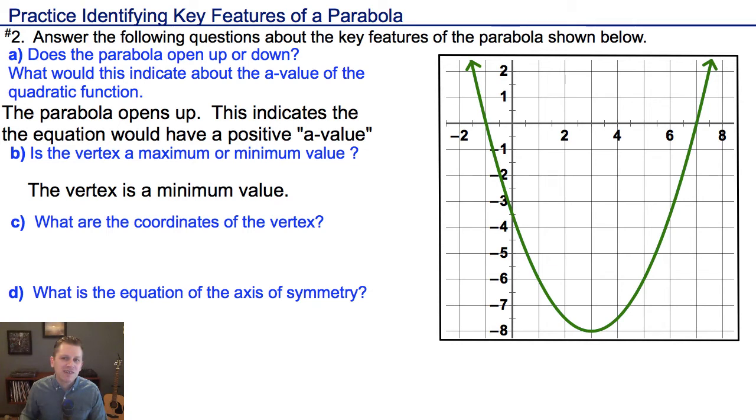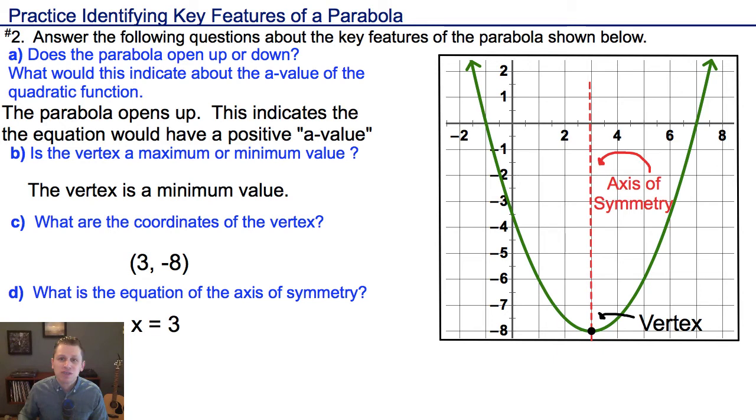What are the coordinates of the vertex? In this case, the vertex is that lowest value, and the coordinates of the vertex are (3, -8). What is the equation of the axis of symmetry? Recall, the axis of symmetry is an equation x equals some number, and it should cut the parabola in half. The equation here is x equals 3, and remember that the x value from your axis of symmetry matches the x value from your vertex.